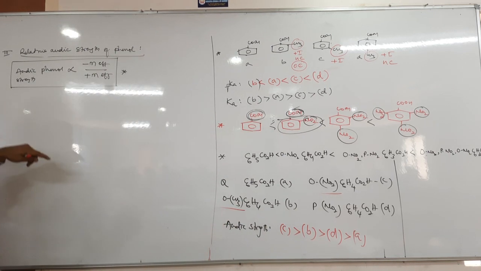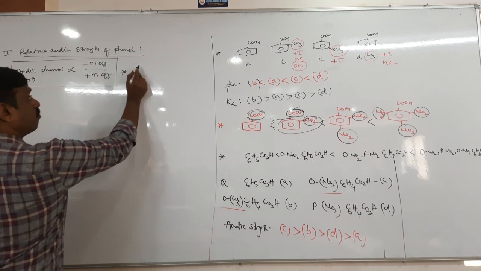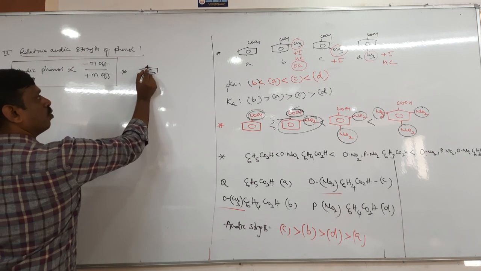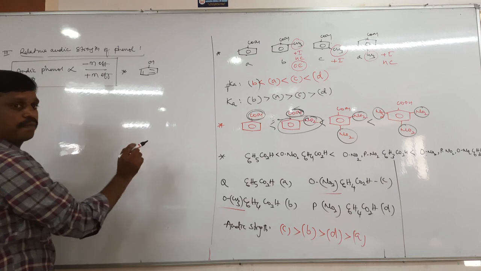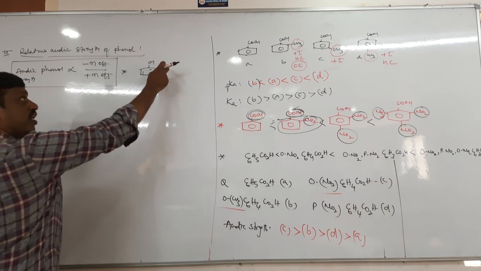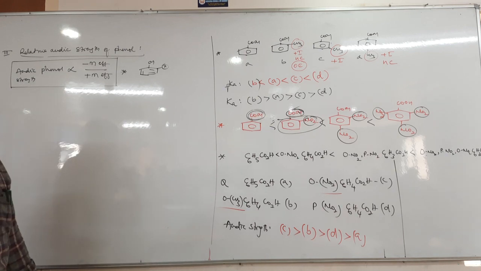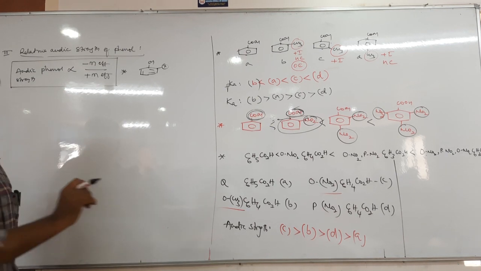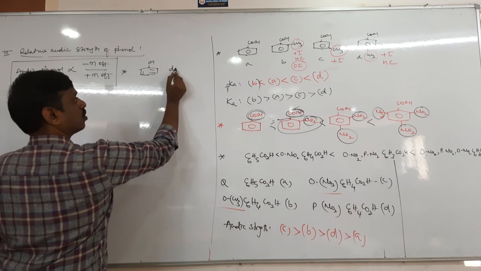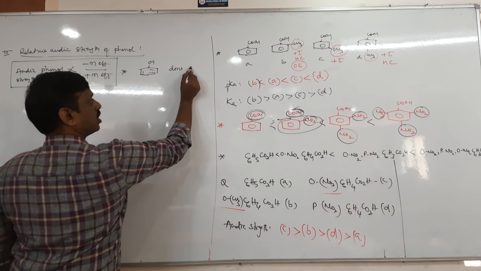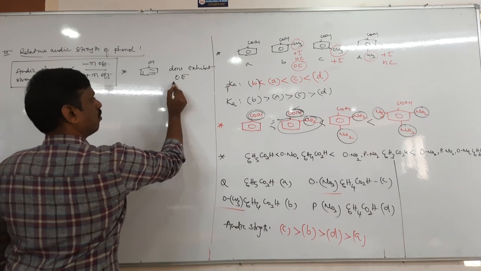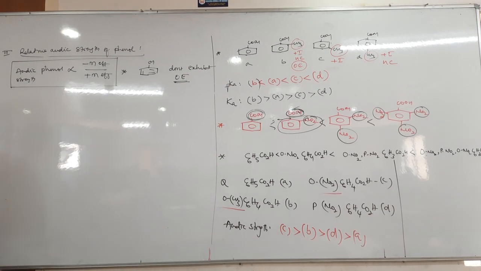Similarly, in case of phenol, what is the phenol? Phenol has a smaller group, OH. Even if some X group is there, this OH and X do not go out of the plane. It will be on the plane. So therefore, phenol does not exhibit ortho effect. So there is no ortho effect for phenol.